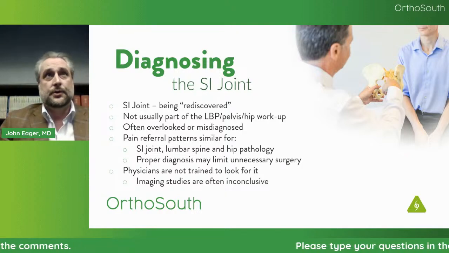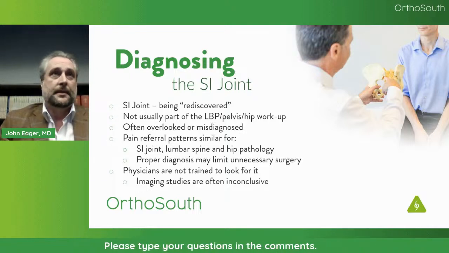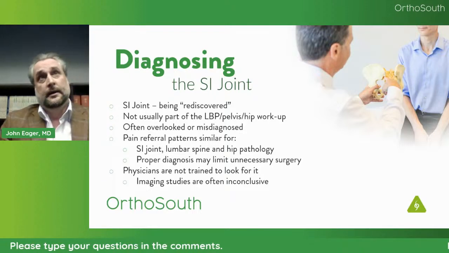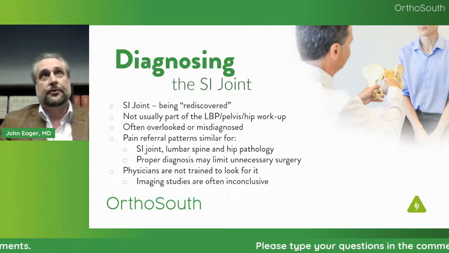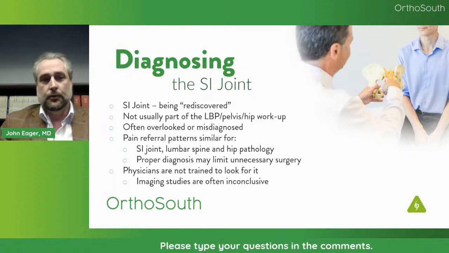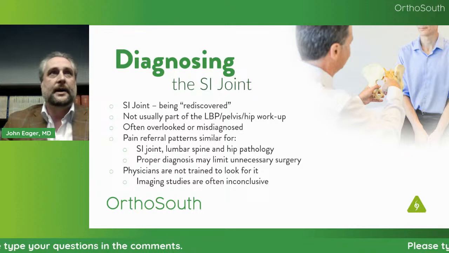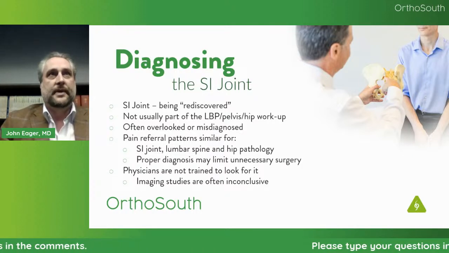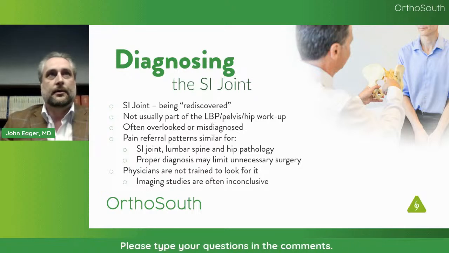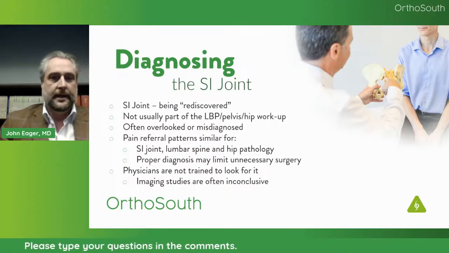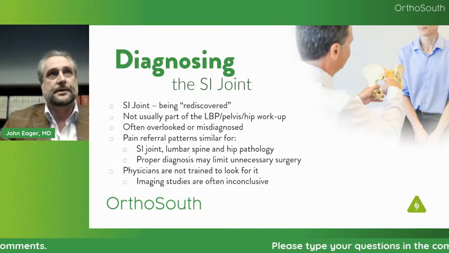I think SI joint dysfunction is certainly a diagnosis of exclusion. And most commonly people will present complaining of low back pain. From a spine surgeon's perspective, we're looking at the lumbar spine. From a hip arthroplasty perspective, you're working up and ruling out any hip pathology. But the referral patterns are similar for lumbar spine and hip pathology. SI joint pain is necessarily ruled out or ruled in after you evaluate the lumbar spine and hip for any additional conditions.